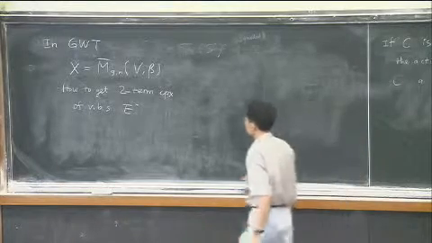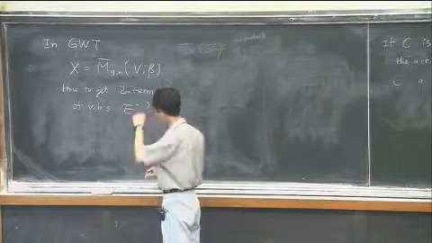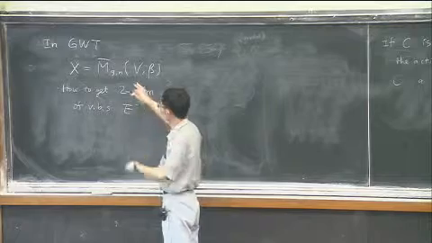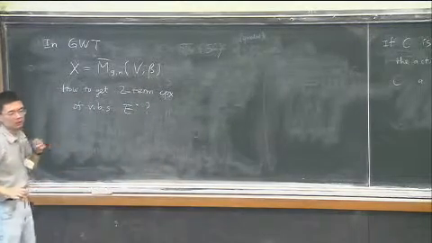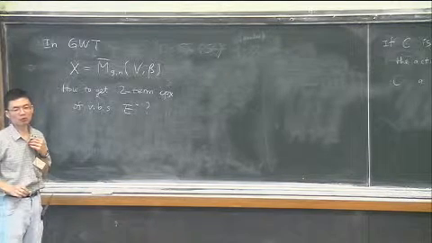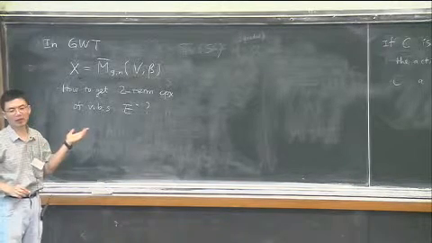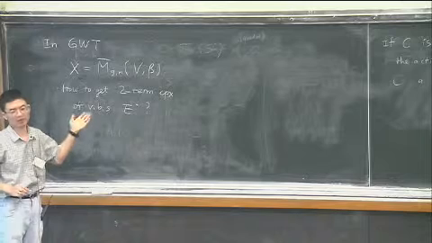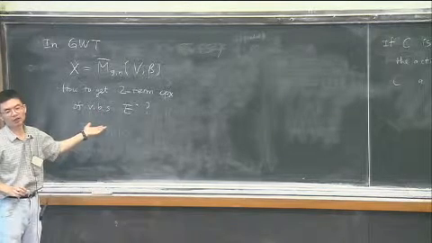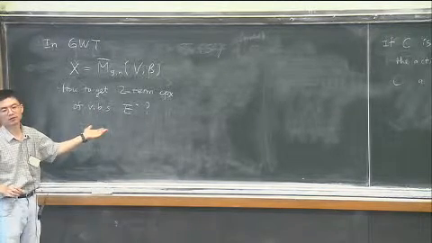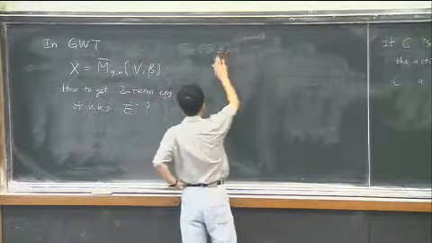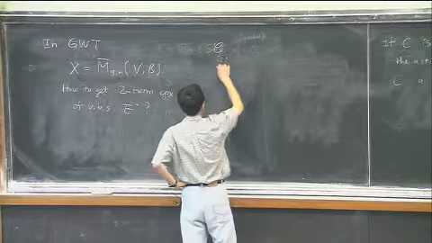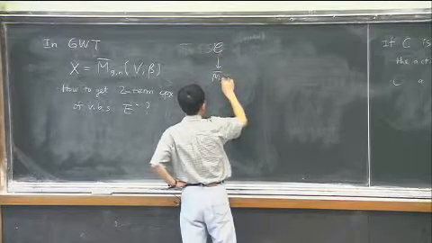The first question is, how do I get this? Well, the first question, right? Because I want to construct virtual class for M bar g and V beta, I have to first tell you what E dot is. And how do I construct this E dot? It's quite simple. You just take the universal curve.